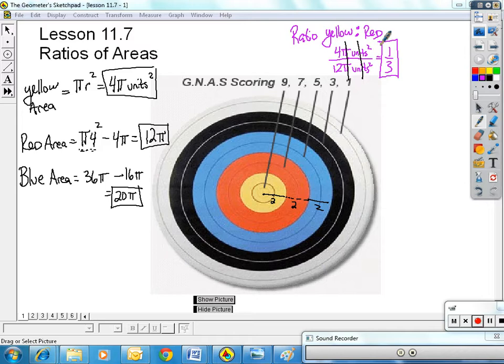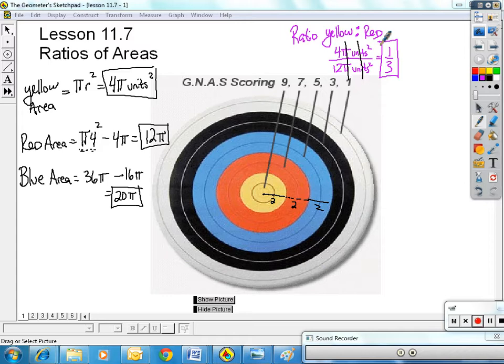And you can see here that there's 3 times more red area than yellow area. 3 times more. So if I'm randomly shooting at this and I have no skill whatsoever, I should hit the red target 3 times as likely as hitting the yellow. And that's why it's not as much of a point value.